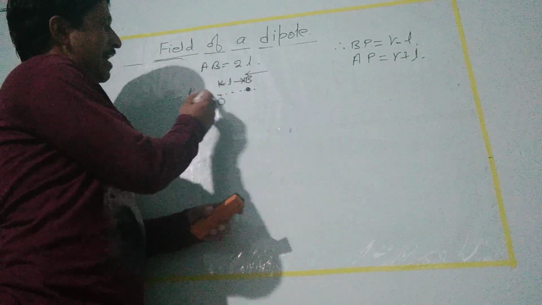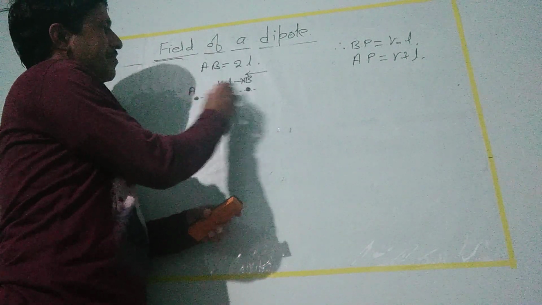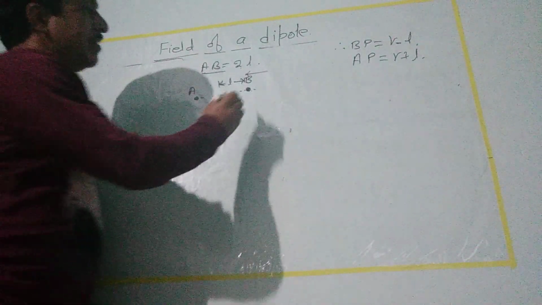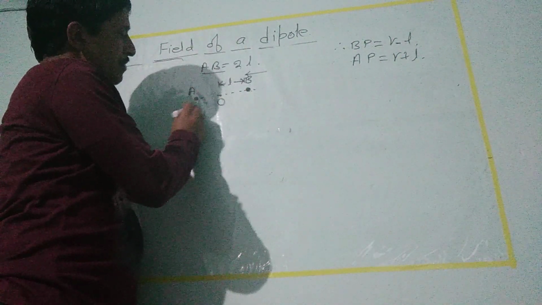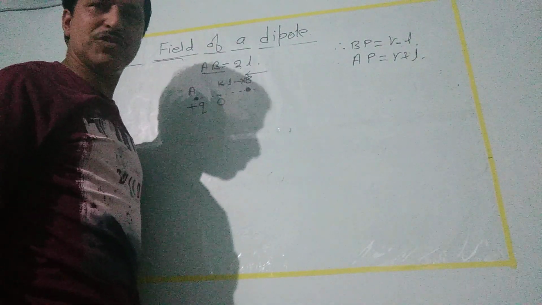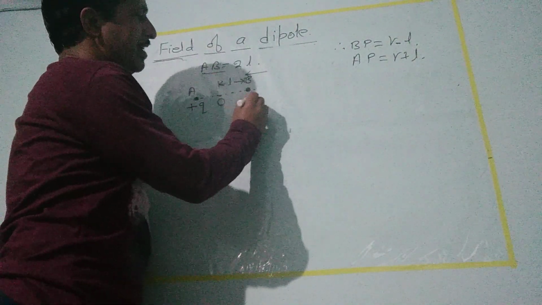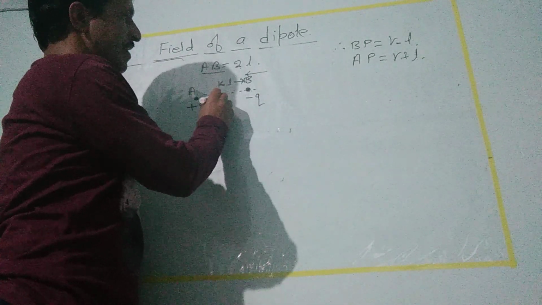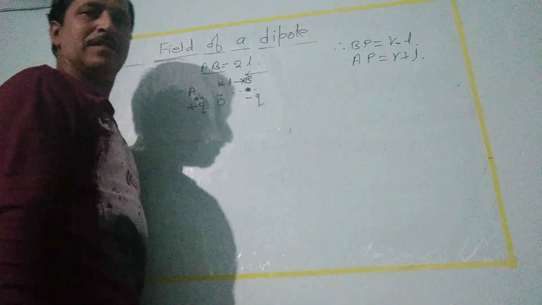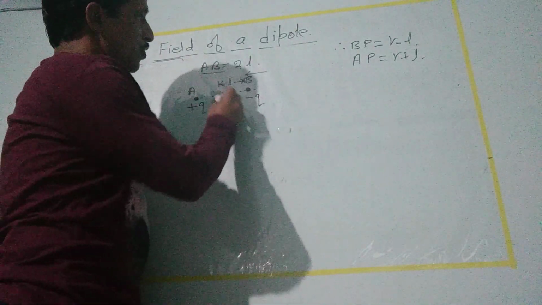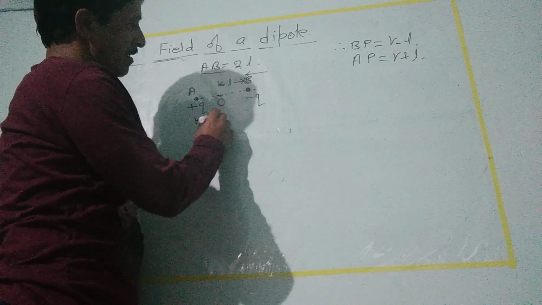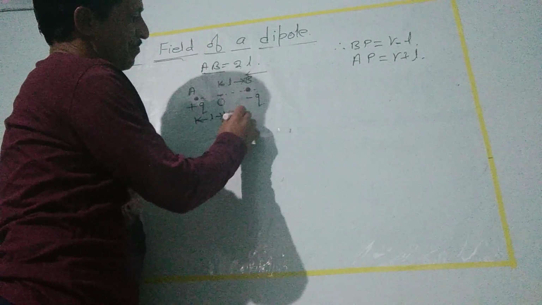For that, we will take a dipole AB with length AB equal to 2L, and let us assume that at A is situated the charge plus Q and at B is situated minus Q. Suppose O is the midpoint of the dipole. So OA will be equal to OB equal to L.